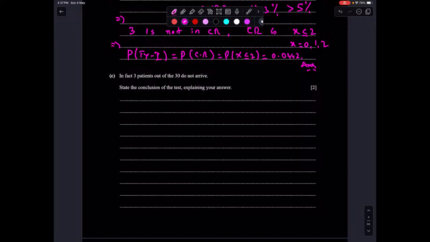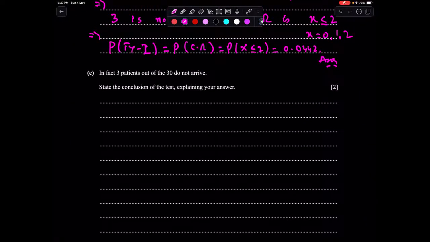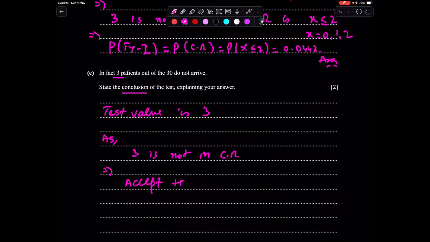Now the next part. In fact, 3 patients out of 30 do not arrive. So this is the test value. The test value is 3. State the conclusion of the test explaining your answer. You have to write as 3 is not in critical region, therefore accept H0.